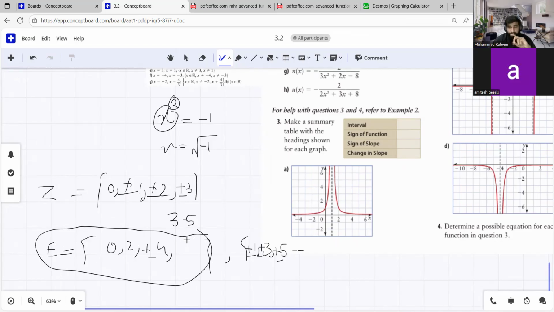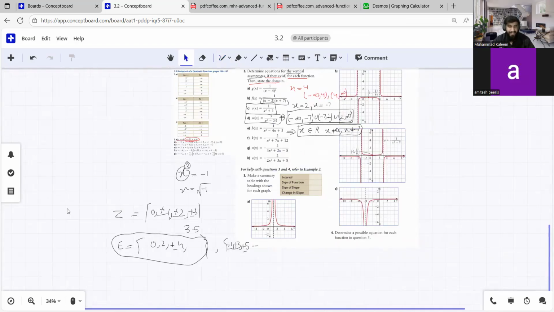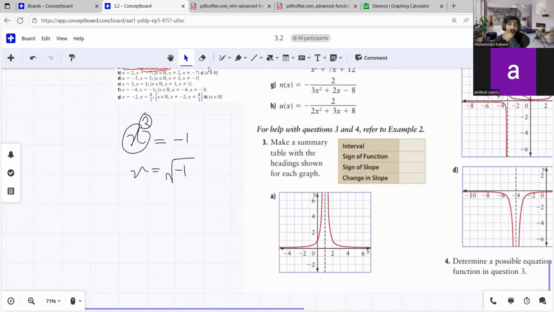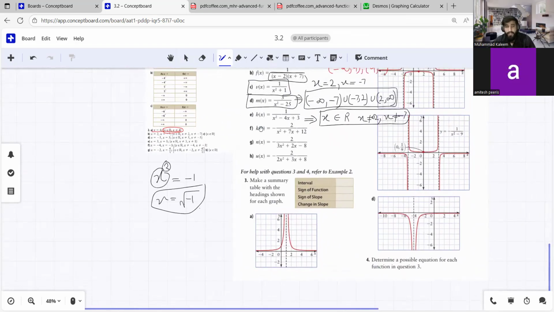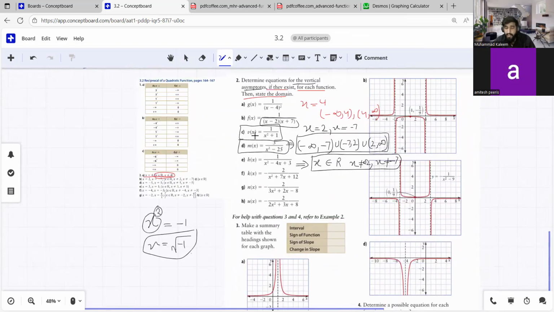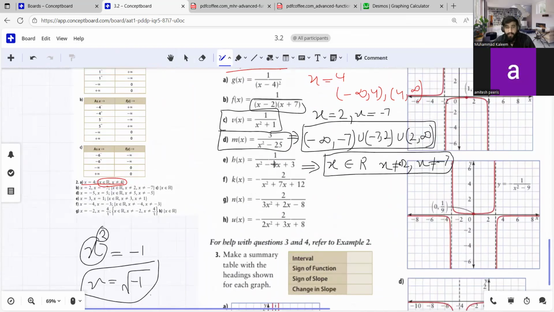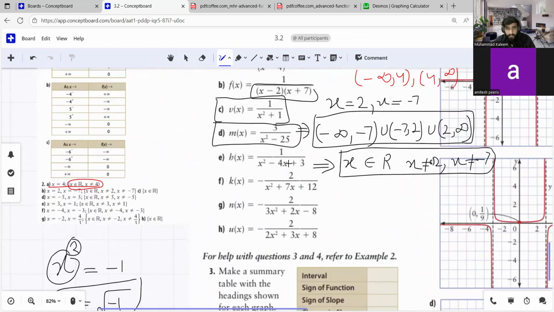Okay, leave this one. You just have to understand it like this. We don't have the square root of -1, so that's why we don't have any zeros for this function, and that's why we don't have any vertical asymptote for it. Okay, you have to do these questions at home.